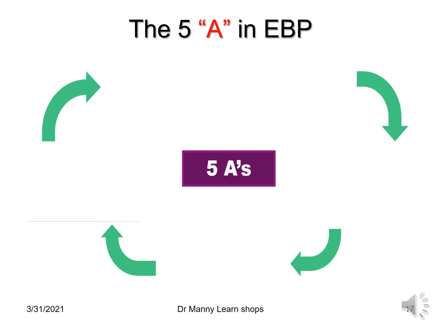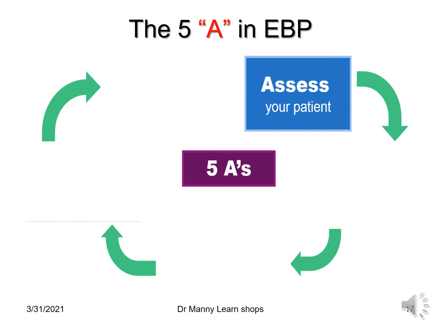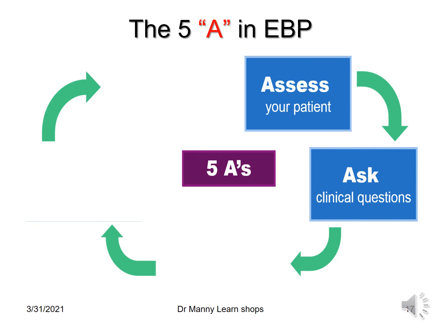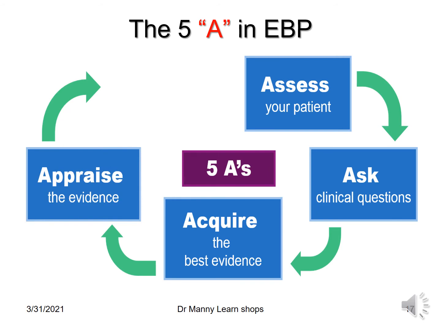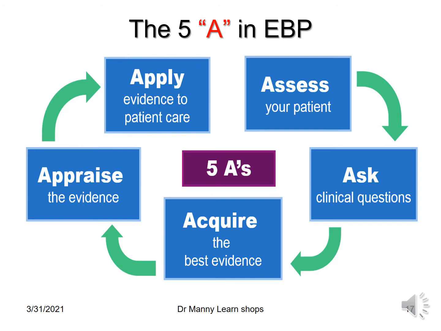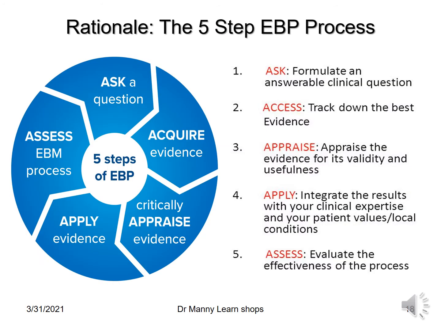So when we look at the 5 A's in evidence-based practice, the first A is to assess your patient. The second A is to ask clinical questions. The third A is to acquire the best evidence. The fourth A is to appraise the evidence. And the fifth A is to apply that evidence to patient care. So let's look at it in a little bit more detail.